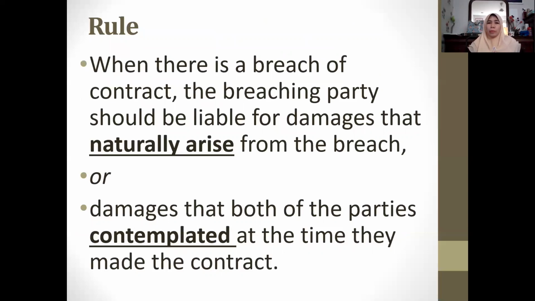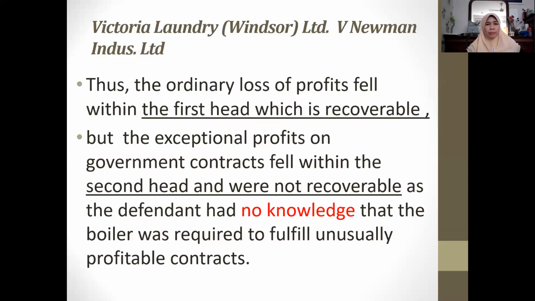Okay, now we go to the rule from Victoria Laundry. When there is a breach of contract, the breaching party, the contract breaker, should be liable for damages that naturally arise from the breach or damages that both of the parties, both plaintiff and defendant, contemplated at the time they made the contract. So in Victoria Laundry, the ordinary loss of profit fell within the first head, the first limb, which is recoverable. Late delivery of a boiler will affect the laundry business, so the loss is something which naturally arose from the breach, from the late delivery.